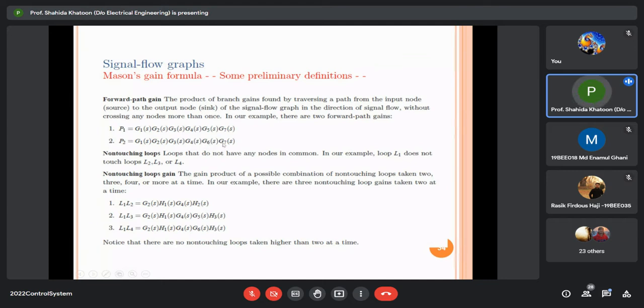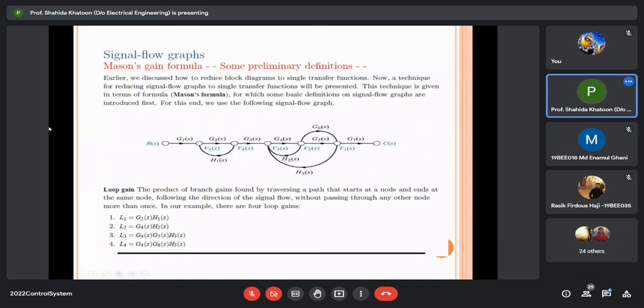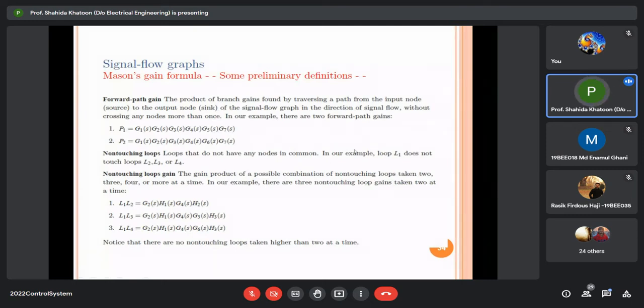Okay. Then another term which is normally used in signal flow graph is non-touching loops. So what are non-touching loops? Loops that do not have any node in common. For example, L1 does not touch loops L2, L3, and L4. You can see this. This is L1, L2, L3, and L4. So this loop is non-touching to all other loops. So L1 is non-touching to L2, L3, L4. Okay, so this is an example of non-touching loops.